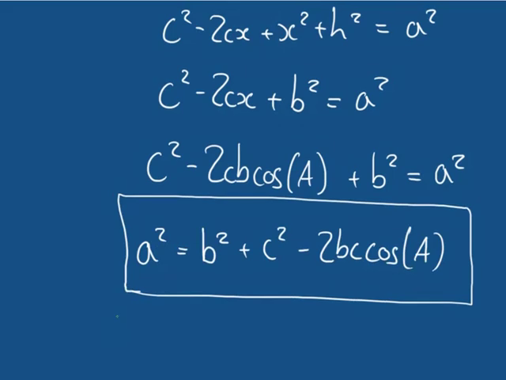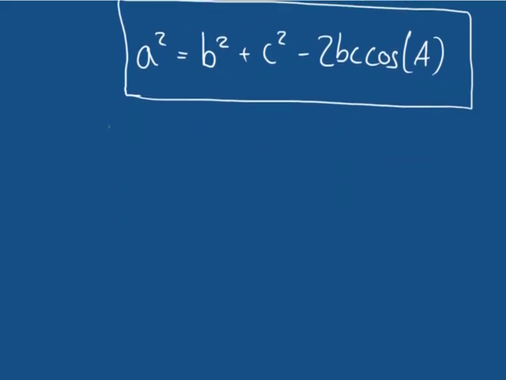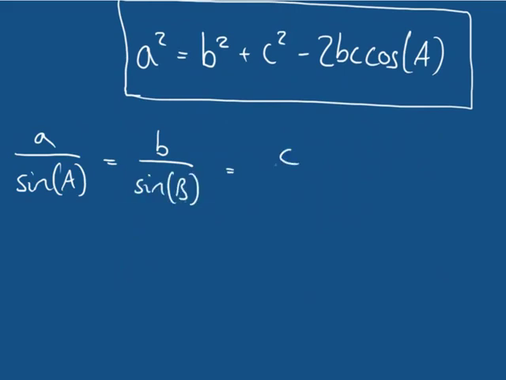Now there are a few things to note with our cosine rule. Firstly, let us take a second to discuss the differences between the sine rule and the cosine rule and understand why they complement each other for problem solving. So if you recall back to the previous video, our sine rule is a over the sine of A is equal to b over the sine of B, which is equal to c over the sine of C.